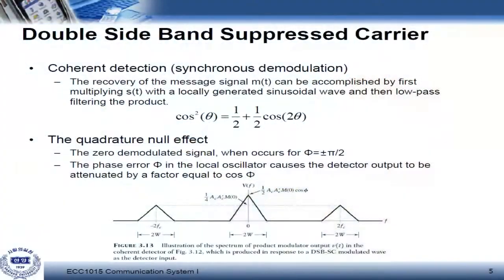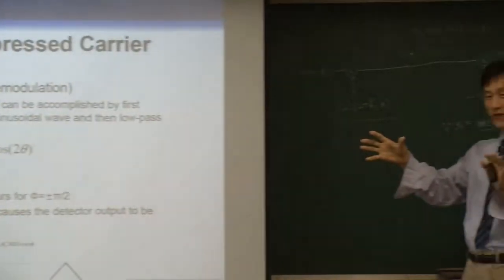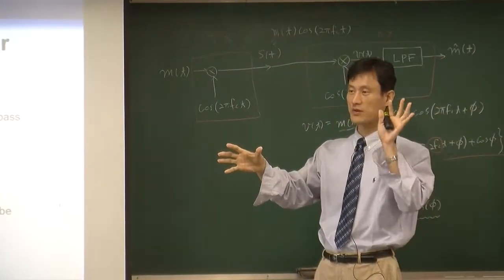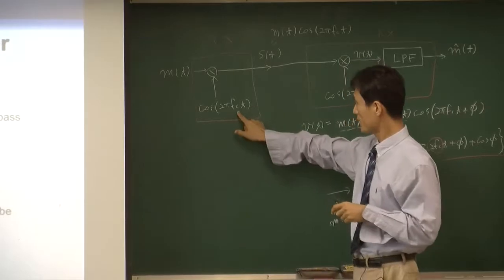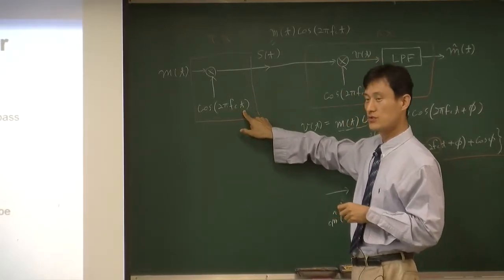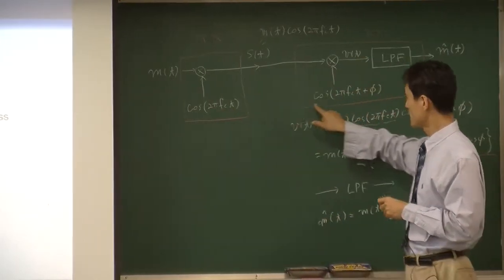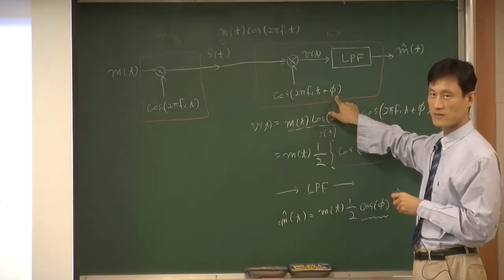So look at the next page. We are still talking about the coherent detector, right? Coherent detector. What was the definition of coherence? Remember, your phase is matched, right? Between what and what? The phase between the transmitter and the phase of the receiver, right? This phase is the phase that you use in the transmitter, and this is the phase at the receiver.